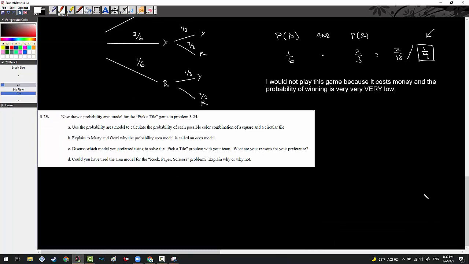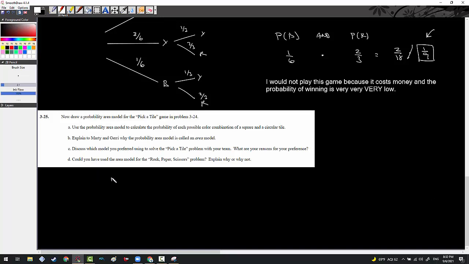Problem 3-25 wants us to use an area model to represent this game, the pick a tile game, rather than a tree model, and then decide which one you think is better. This is actually a very subjective question. Ultimately, it's going to depend on you what you want to use as your area model, as your probability model. But let's go ahead and try it out real quick.